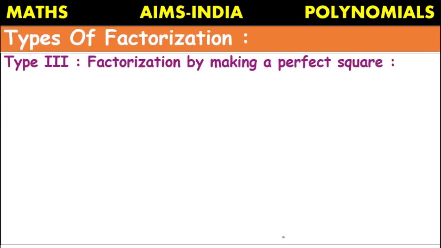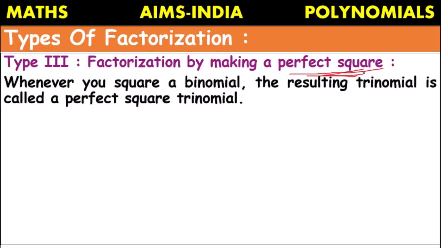Third type: factorization by making a perfect square. We know that whenever we square a binomial, the resulting trinomial is called a perfect square trinomial, because we can write it as the square of a binomial. That's why it is called a perfect square trinomial.